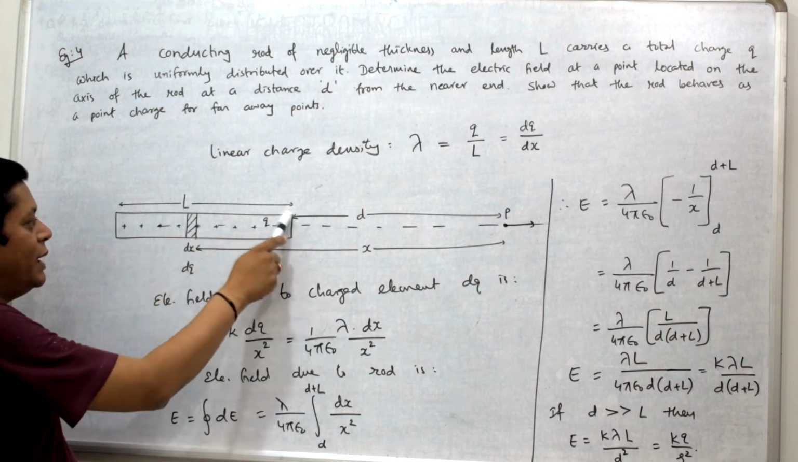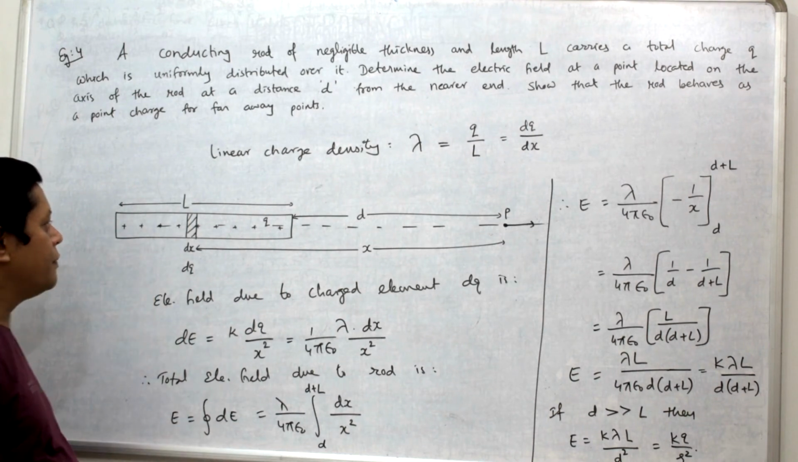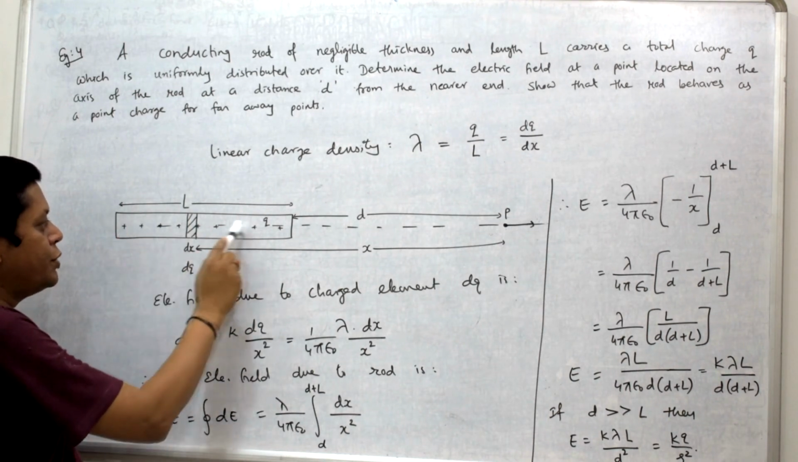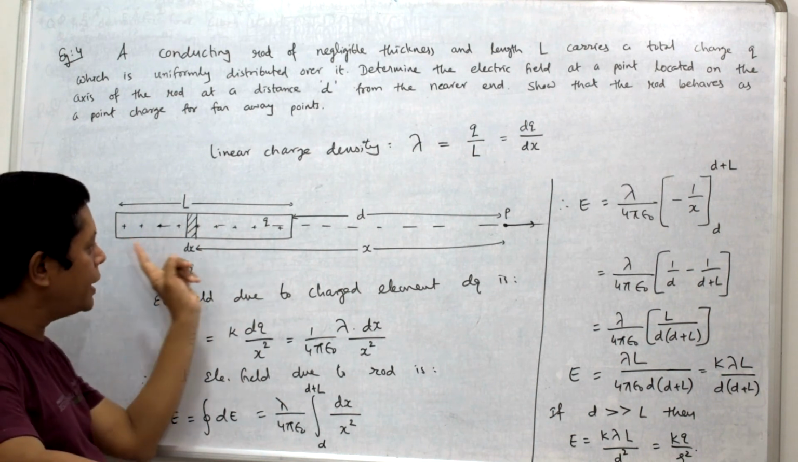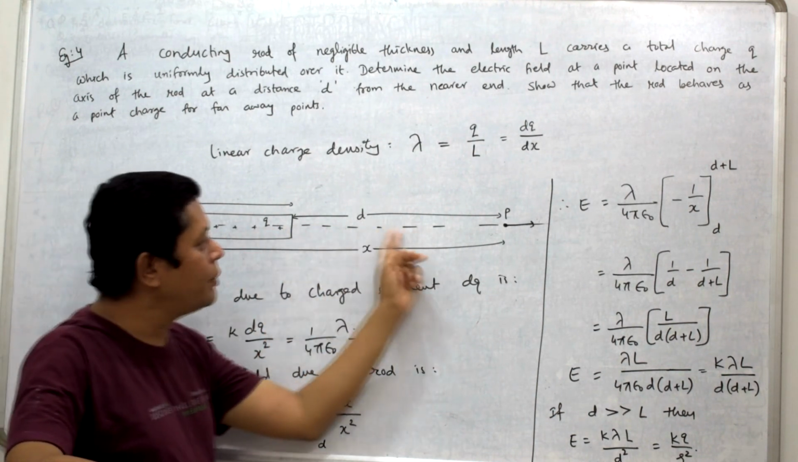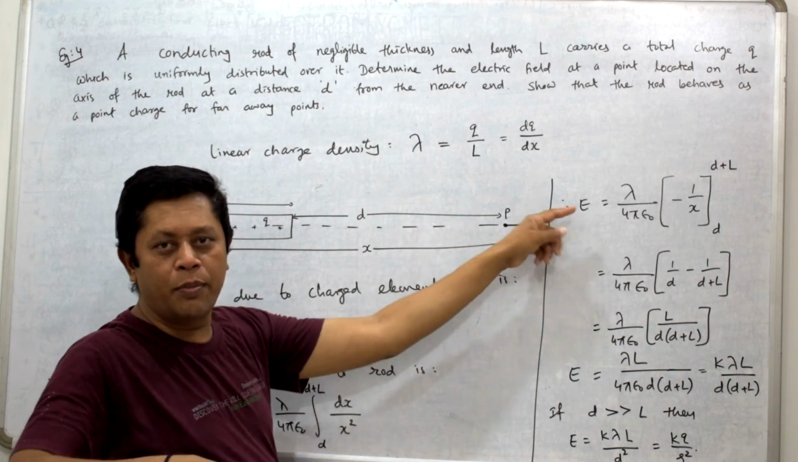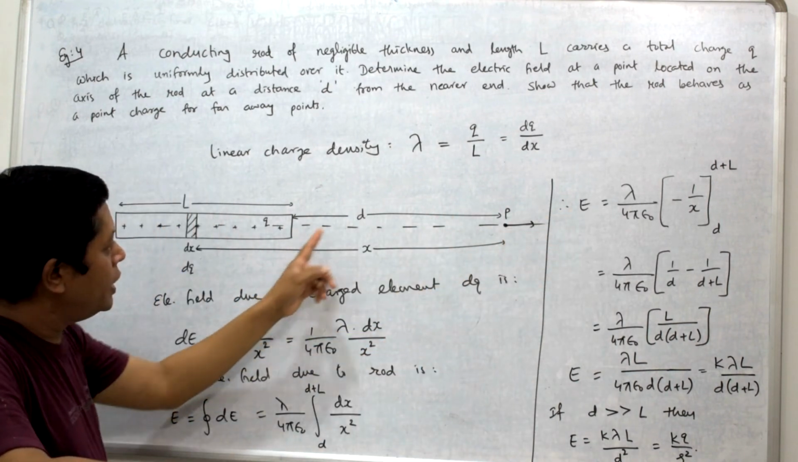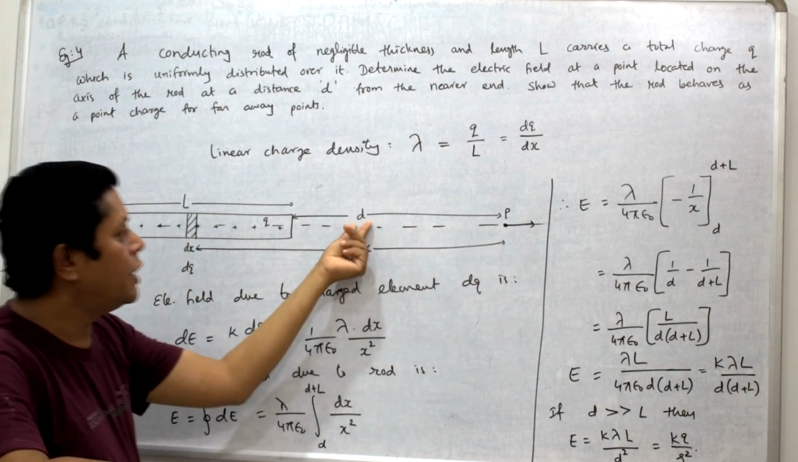Consider a rod of length L, with negligible cross-sectional area. Charge Q is distributed uniformly over it. Let's say positive charge is there. The electric field due to positive charge is radially outward. So if you want to find the electric field on the axis of this rod at point P, the direction will be outward. The distance of point P from the nearer end of the rod is d.